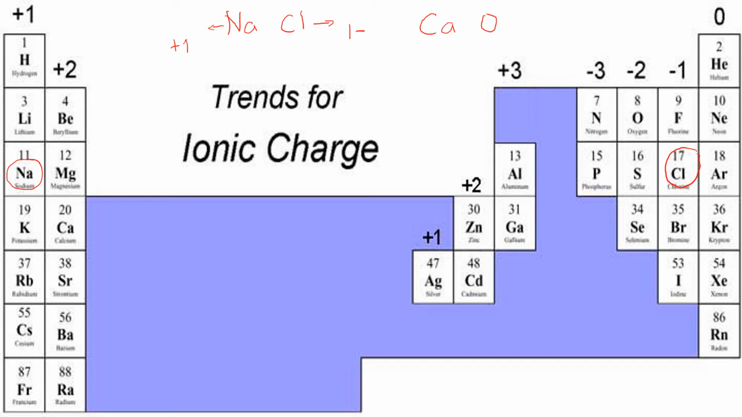How about your calcium oxide? Calcium has a valence electron of 2. Oxygen has a valence electron of 6. When calcium gives its electrons to oxygen, calcium will have a +2 charge and oxygen will have a 2 negative charge. So if you look at it here, this is oxygen here, 2 negative charge. Calcium here has a +2 charge.